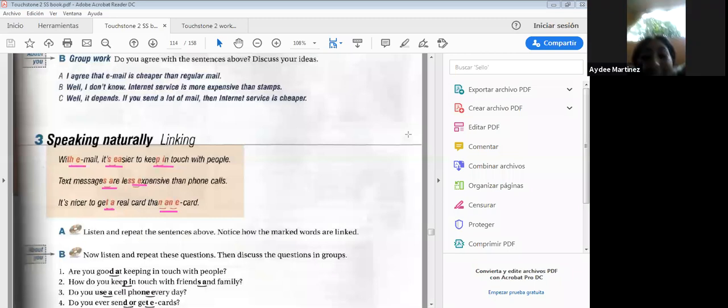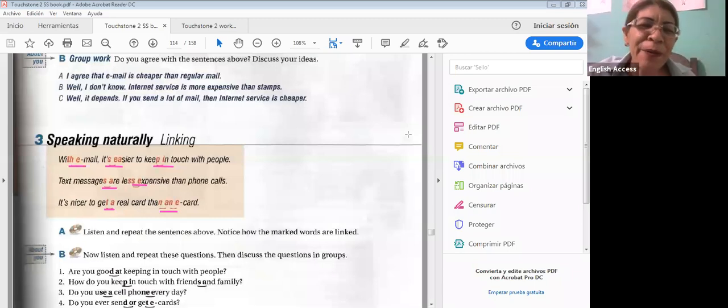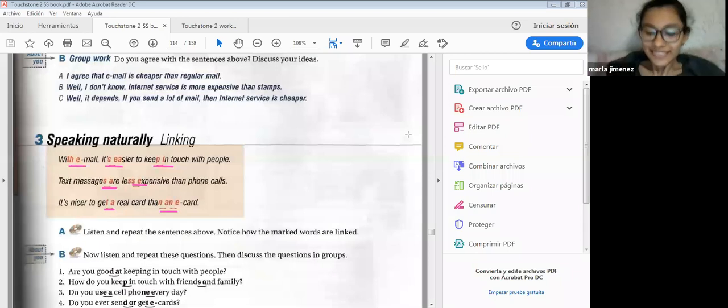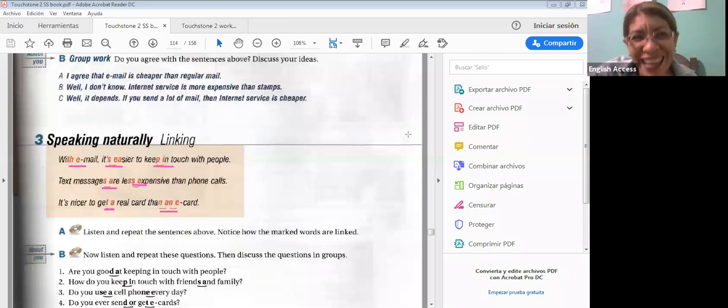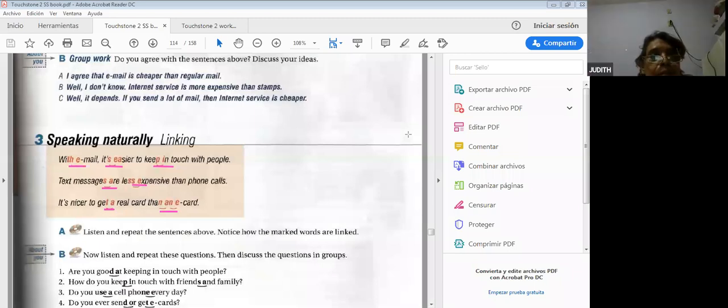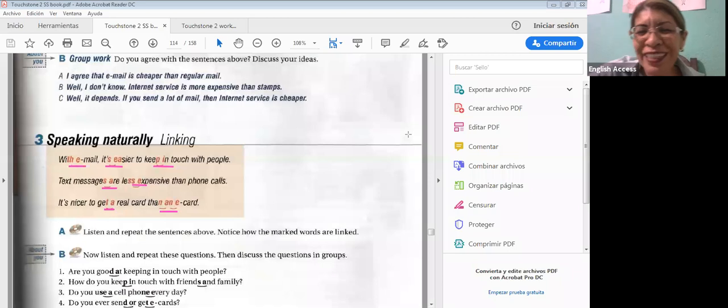Because most of the time when we are learning how to speak English, we learn like this: It's nicer to get a real card than an e-card. So we are pausing. Now, with this one, we speak more fluently, okay? So once again, let's do it for the last time, okay?